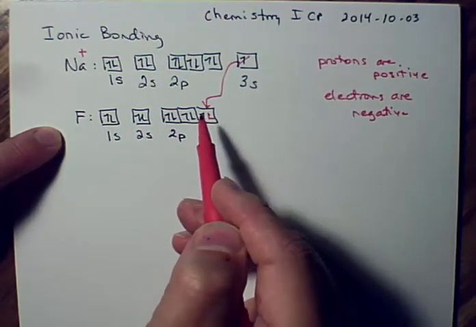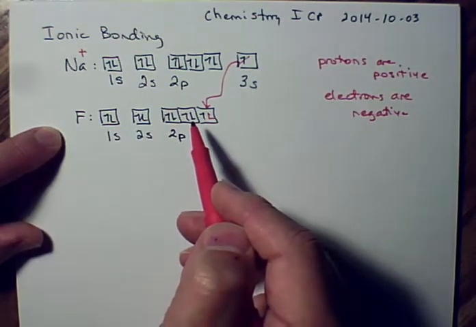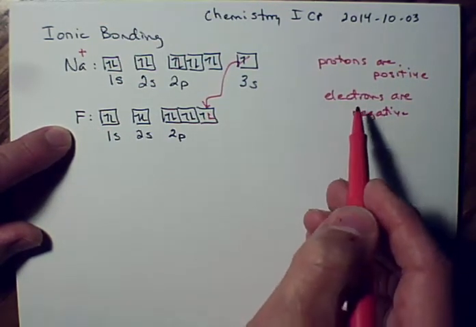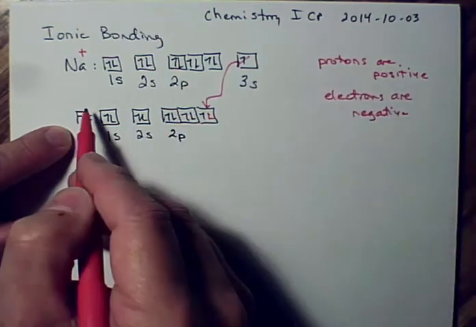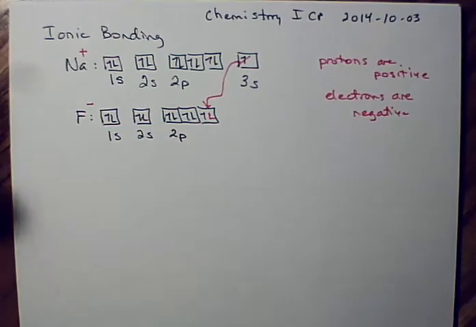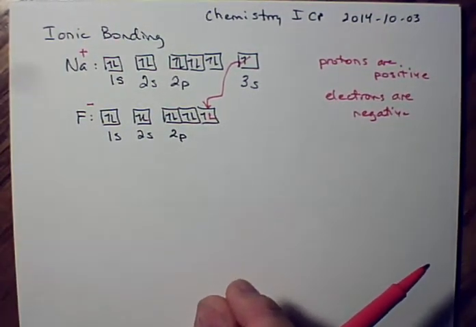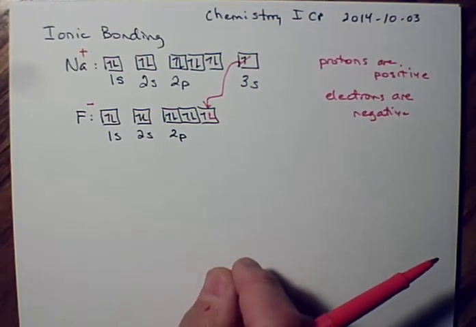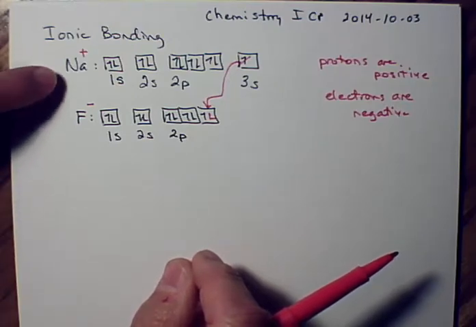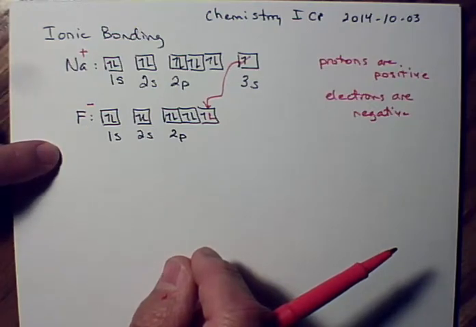Since fluorine has gained an electron, it has 1 more electron than protons. Electrons are negative, protons are positive. That makes fluorine negative. Every time you gain an extra electron, you become 1 more negative than you were before. Every time you lose an electron, you become 1 more positive than you were before. So these are not atoms anymore. These are now ions.